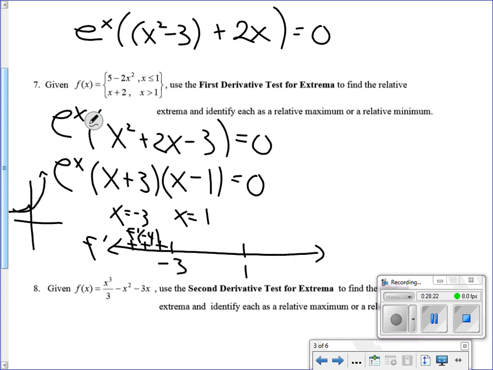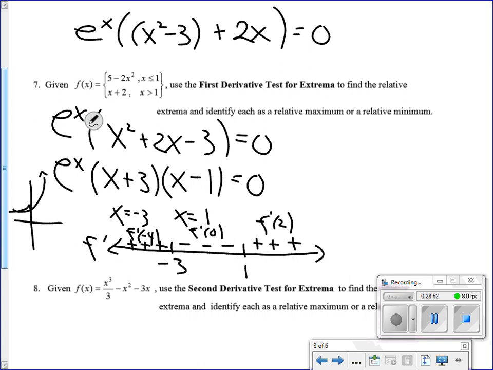You take a value between negative 3 and 1, such as 0. E to the 0 again, that's positive. 0 plus 3 is positive. 0 minus 1 is negative, so the product would be negative. Now you take a number greater than 1, such as 2. E squared is positive. 2 plus 3 is positive. 2 minus 1 is positive, so the product is positive.